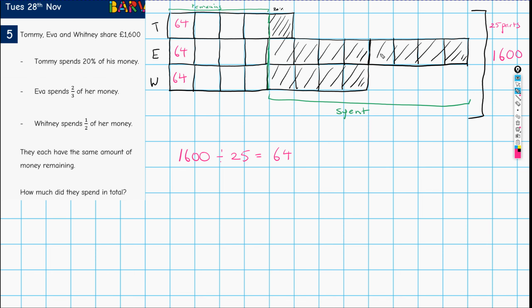Every single one of these parts has a value of 64, which means I can now calculate how much they spent in total. This is what they spent. So what have we got? We've got 1, 2, 3, 4, 5, 6, 7, 8, 9, 10, 11, 12, 13. So 13 parts were spent. So 13 times 64 gives us 832. And that is our final answer.